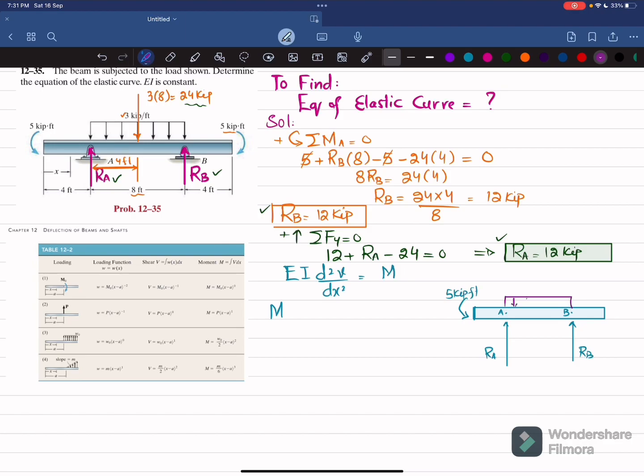Okay, so this is acting downward. So now you can see that for moment we have this function, for concentrated load we have this function, and for uniformly distributed load we have this function. And this uniformly distributed load is 3 kips per foot.